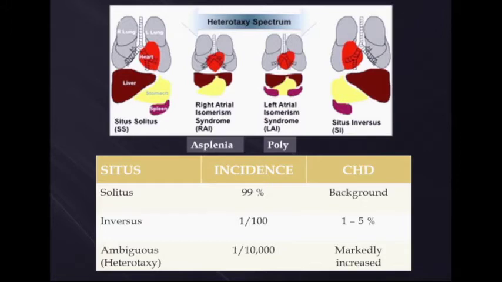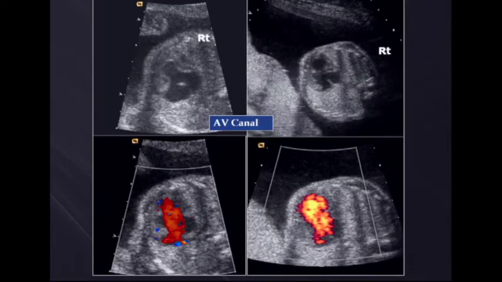If you have true situs solitus, whatever the background is for cardiac malformations, whether it's 2%, 3%, that's our cardiac malformation rate. It increases with true situs inversus totalis, in which everything is completely inverse, but not to the same degree as when you have heterotaxia. When you have heterotaxia, you have a markedly increased rate of cardiac anomalies. And in this case, there was a large AV canal, as you can see here. And so these are different views of the AV canal in this case of heterotaxia.